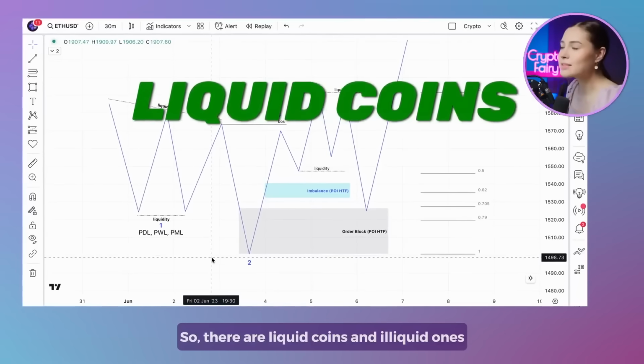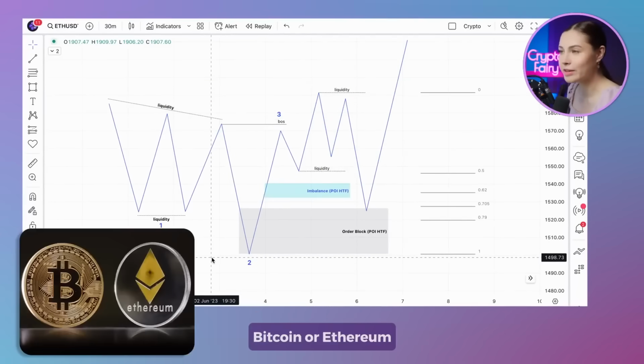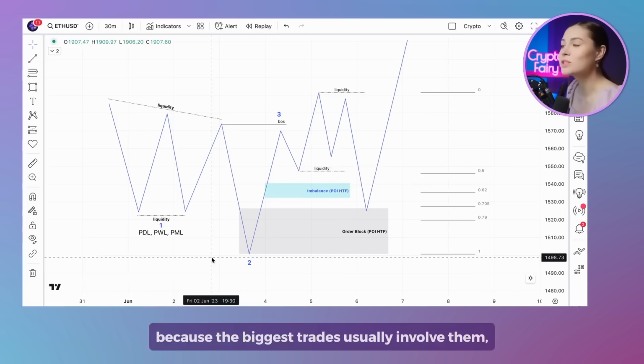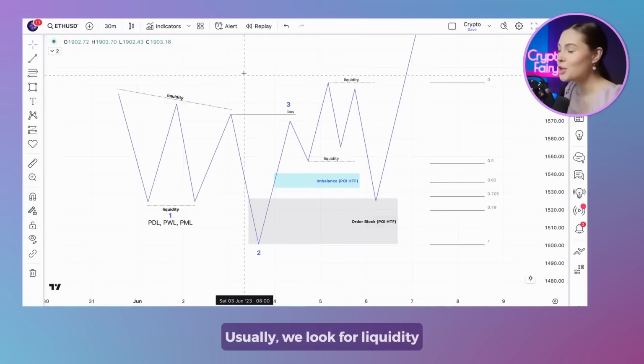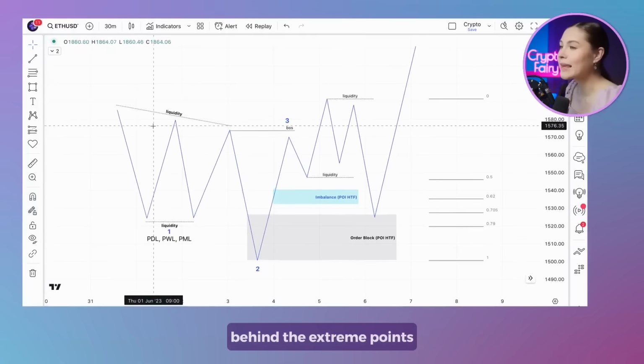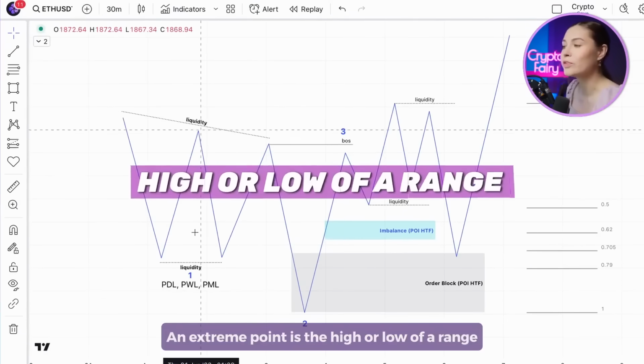So, there are liquid coins and illiquid ones. Liquid coins are, for example, Bitcoin or Ethereum, because the biggest trades usually involve them, and numerous traders are interested in the two. These coins are perfectly suitable for trading with the ICT strategy. How to spot liquidity on the chart? Usually we look for liquidity behind the extreme points. An extreme point is the high or low of a range.